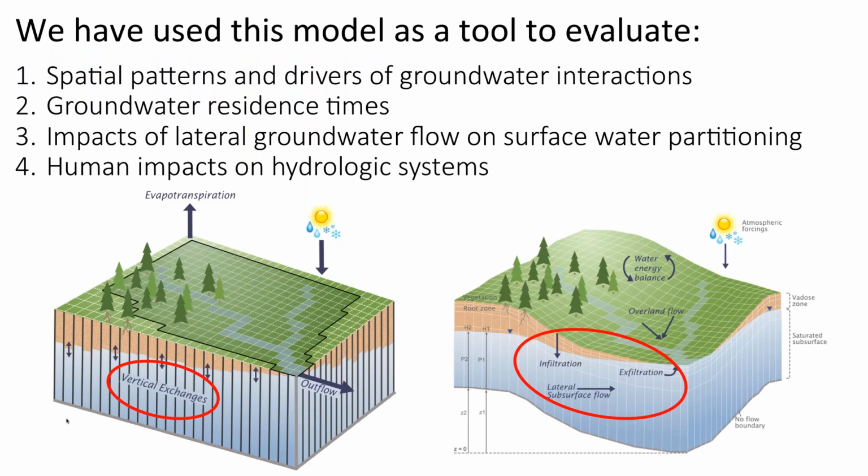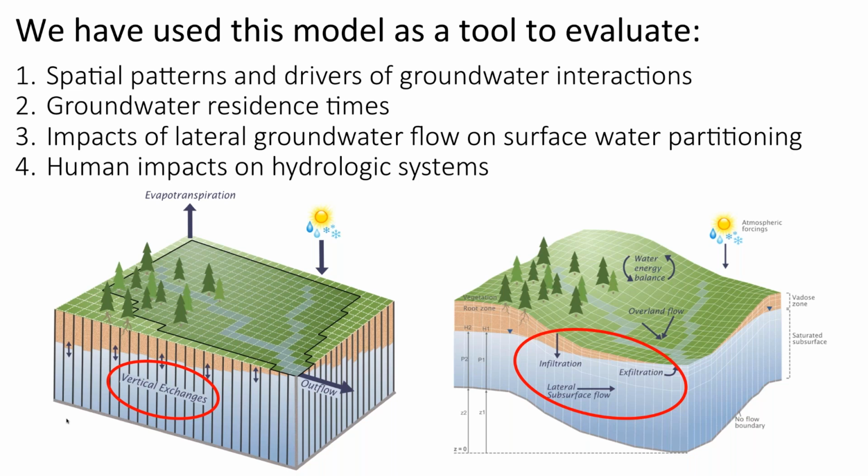Okay, so assuming that you are comfortable with the model now that it's validated, we've also used this as a tool to answer science questions, which is really the main goal, of course. We've used our results to look at spatial patterns and drivers in groundwater interactions just from our steady state groundwater configuration. We've also added particle tracking to look at groundwater residence times across scales. In the interest of time, I'm not going to talk about either of those, but I'm going to focus on the last two. First I'm going to talk about some work we've done to look at the impacts of lateral groundwater flow on surface water partitioning, and then I'm going to talk about human impacts.